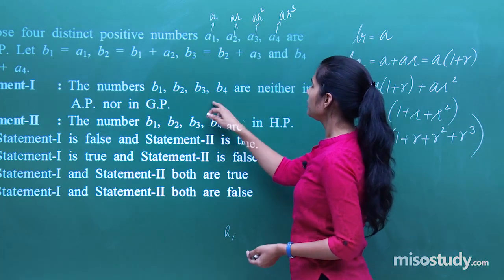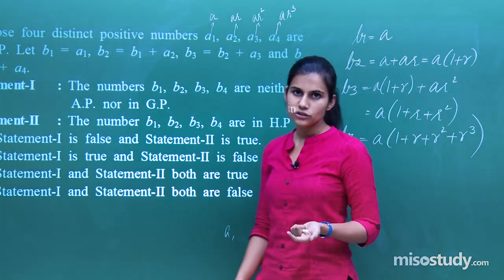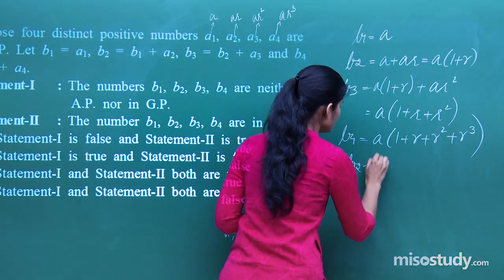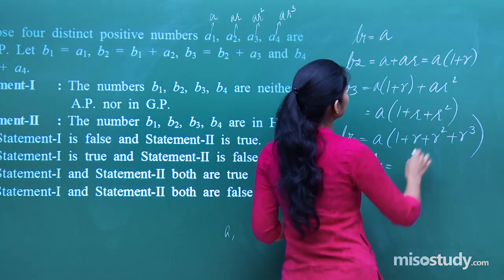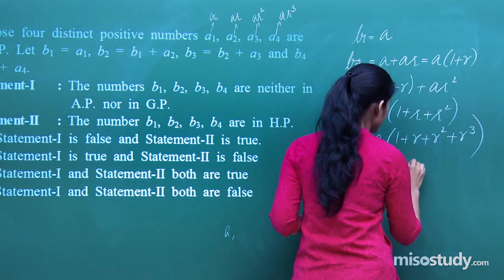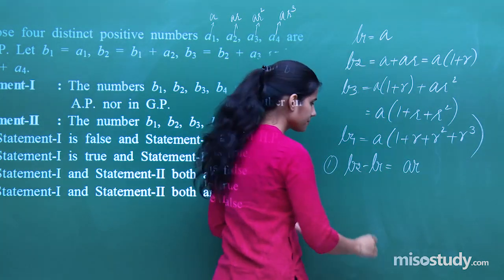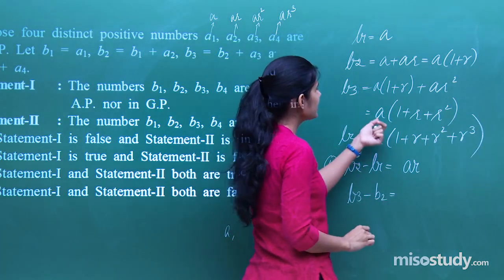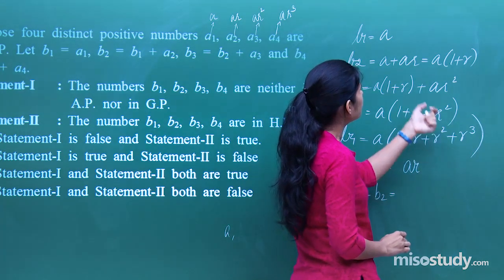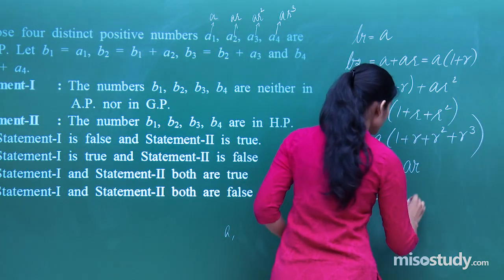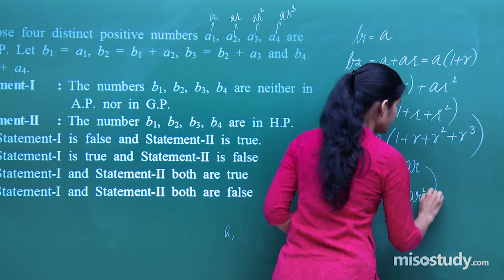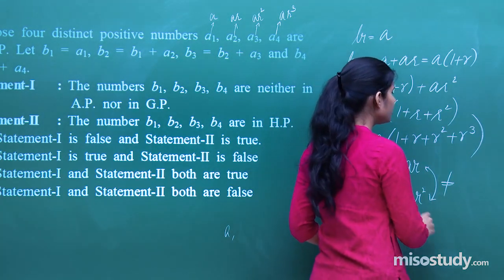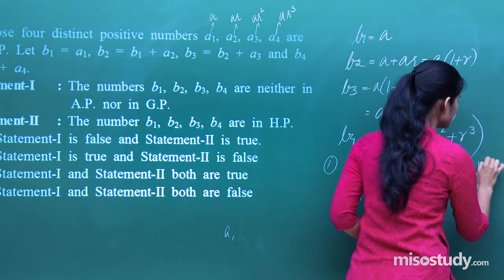Statement 1 says that b1, b2, b3, b4 are neither in AP nor in GP. Let's check. If I talk about AP, what is b2 minus b1? b2 minus b1 is a plus ar minus a, which is ar. What is b3 minus b2? It is a plus ar plus ar square minus a minus ar, so you have ar square. And these two are not equal. So yes, b1, b2, b3, b4 are not in AP.